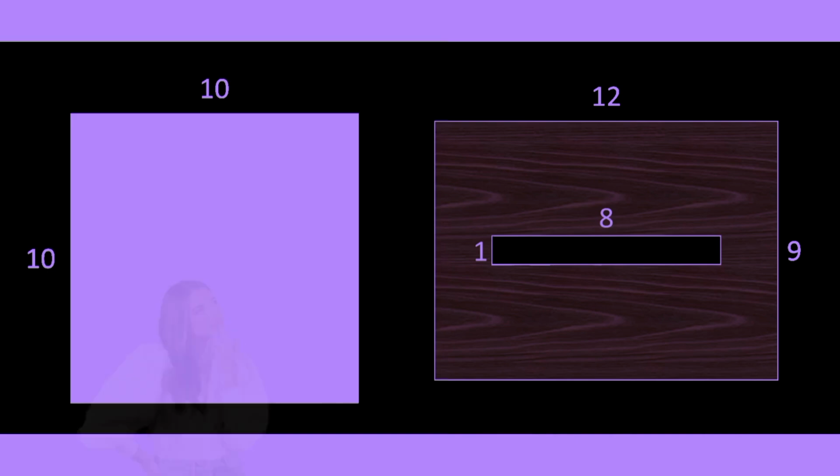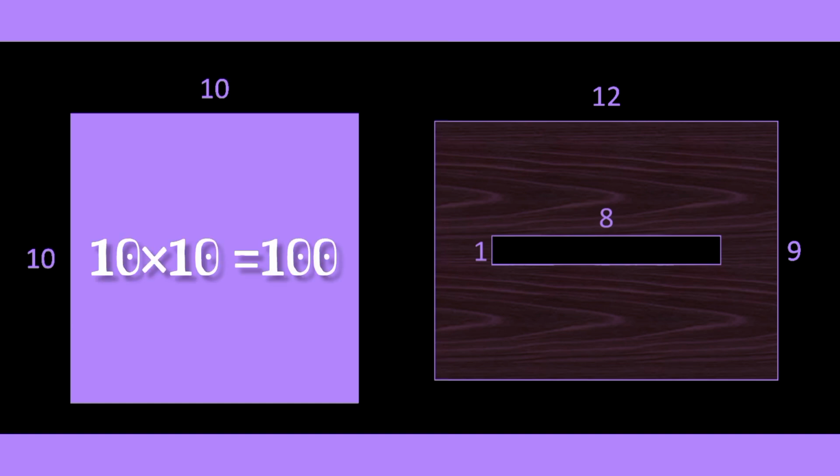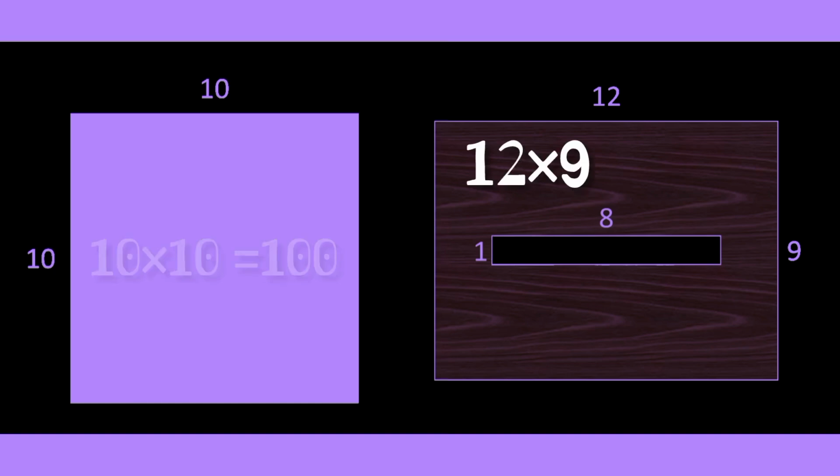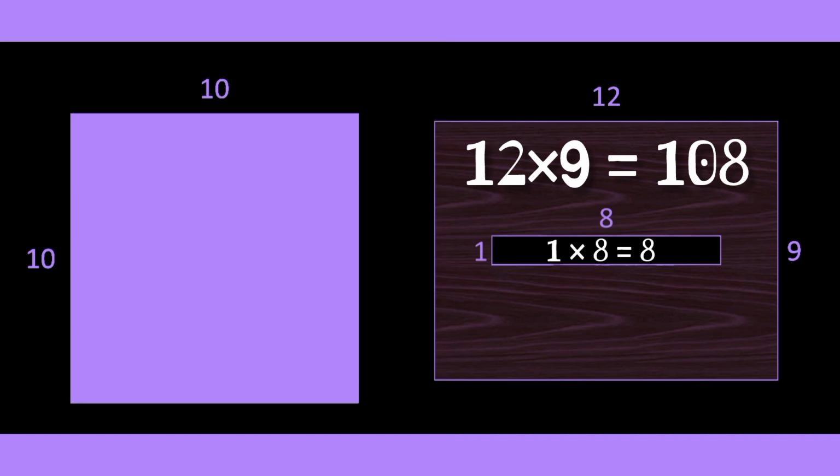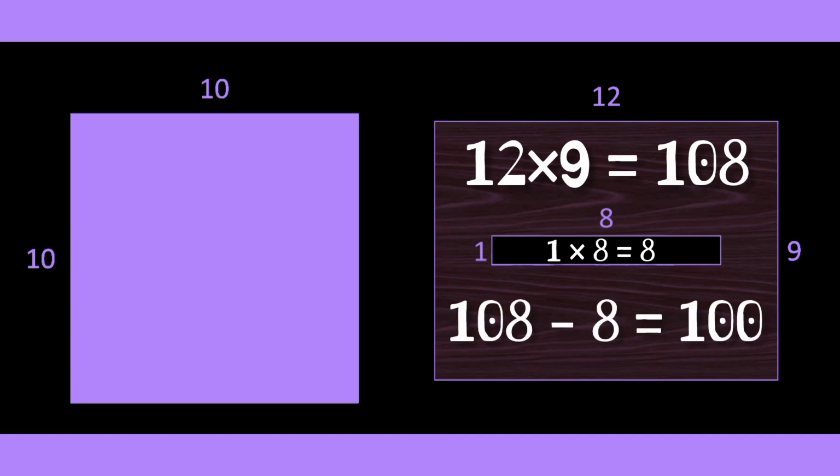Let's continue. Our square with side 10 has an area of 10 by 10, equals 100 units. The rectangle is 12 by 9, 108 units, but it has a cutout of 1 by 8, so we subtract 108 minus 8 equals 100 units. That means the total area matches the square exactly, no more, no less.